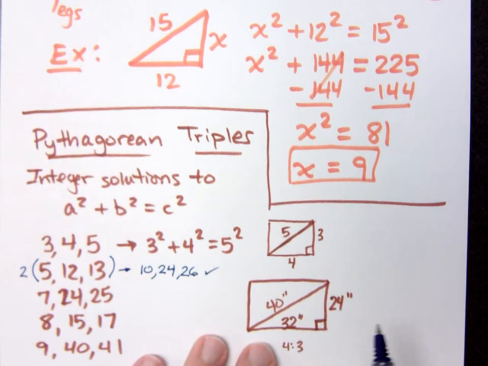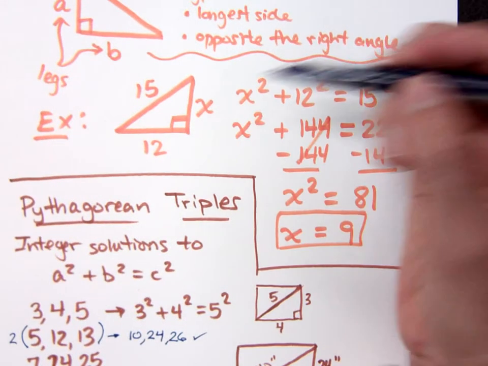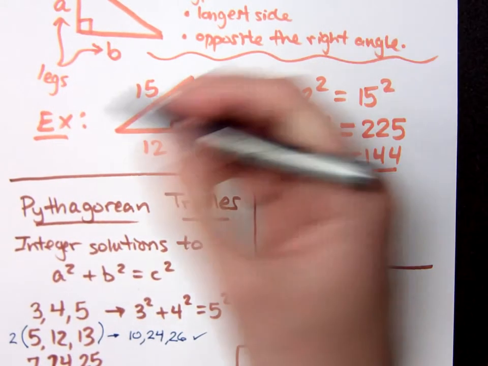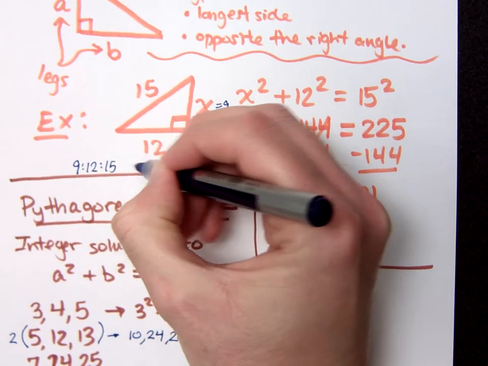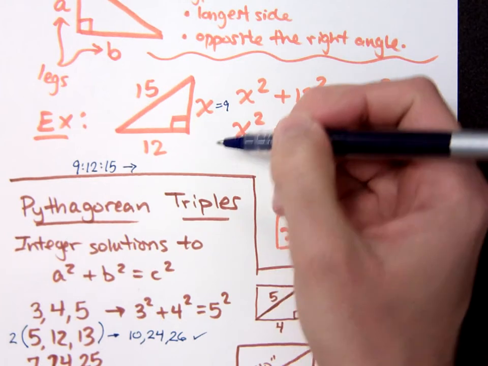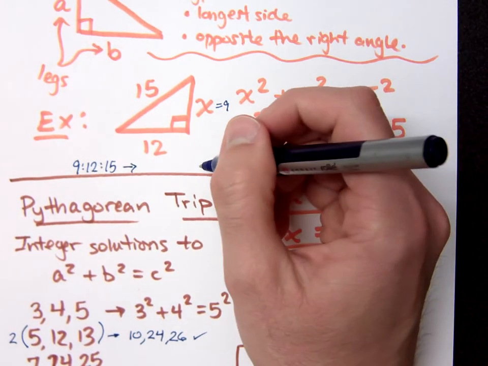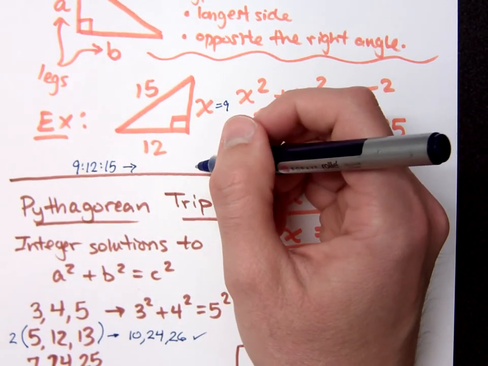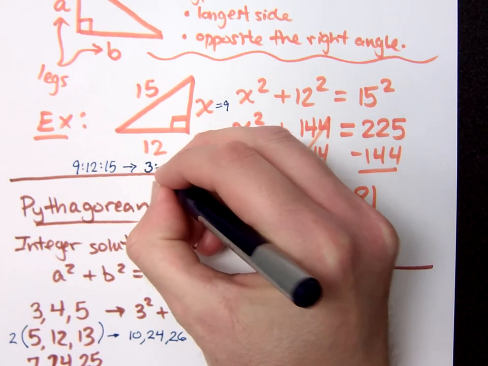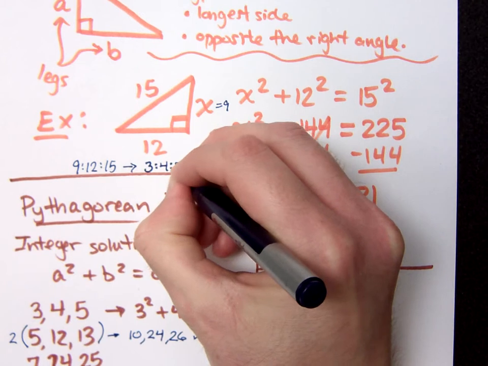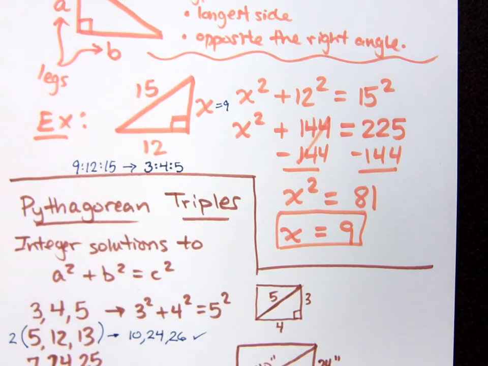Well, look at the last example that I did up here. I said this was equal to 9, so the ratio is 9 to 12 to 15. What's the common factor for 9, 12, and 15? 3. If you reduce all those by 3, what do you get? 3 to 4 to 5. So you see that it matches up with that 3, 4, 5 ratio.